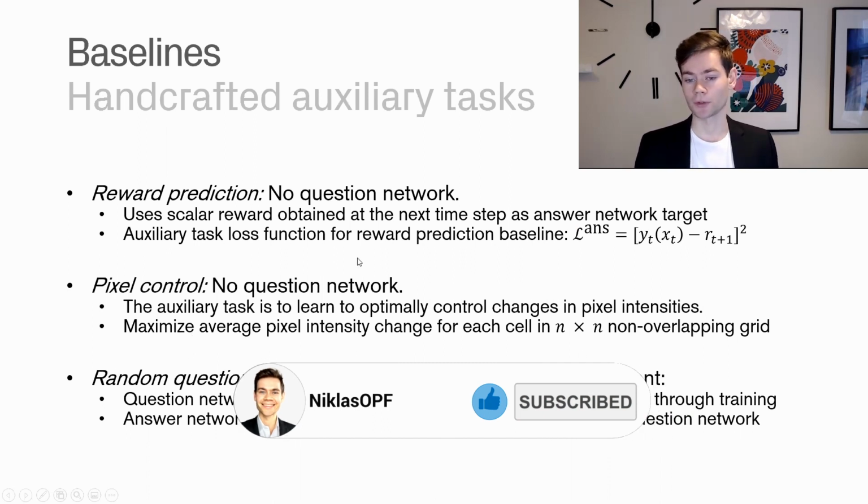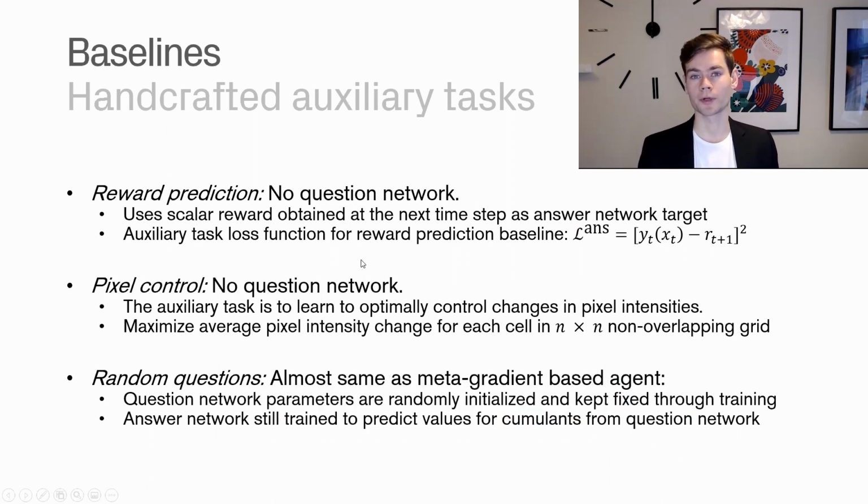Next thing is pixel control. Similar to the reward prediction, this is a no question network, or it doesn't have a question network. The auxiliary task here is to learn to optimally control changes in pixel intensities. So one thing that you could imagine is that the agent gets stuck basically just walking toward a wall and not really exploring anything. That's something you would want to get around. So you want pixels to change. Just having pixels changing at a high rate is not enough to get to a good strategy, but it could be a helpful task, and therefore we define it as an auxiliary task.